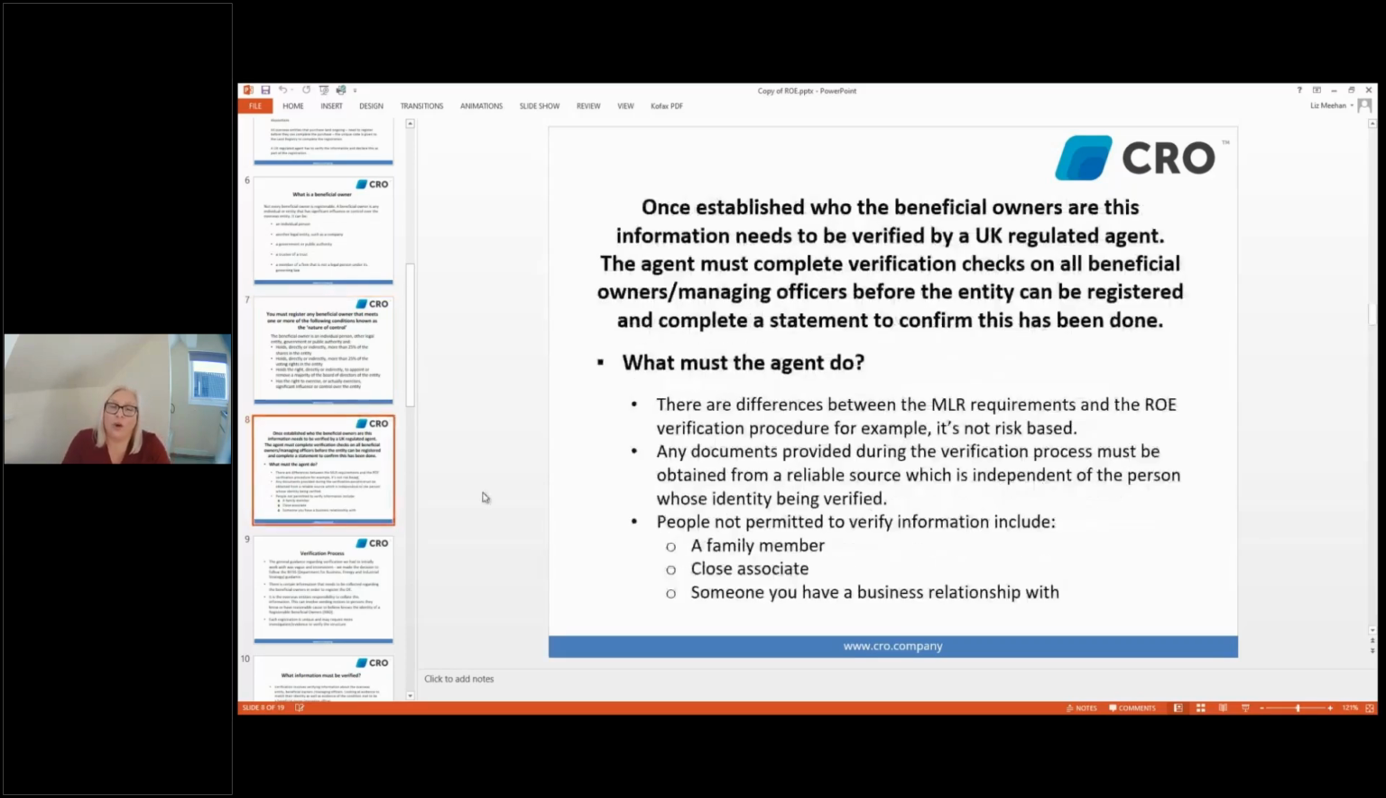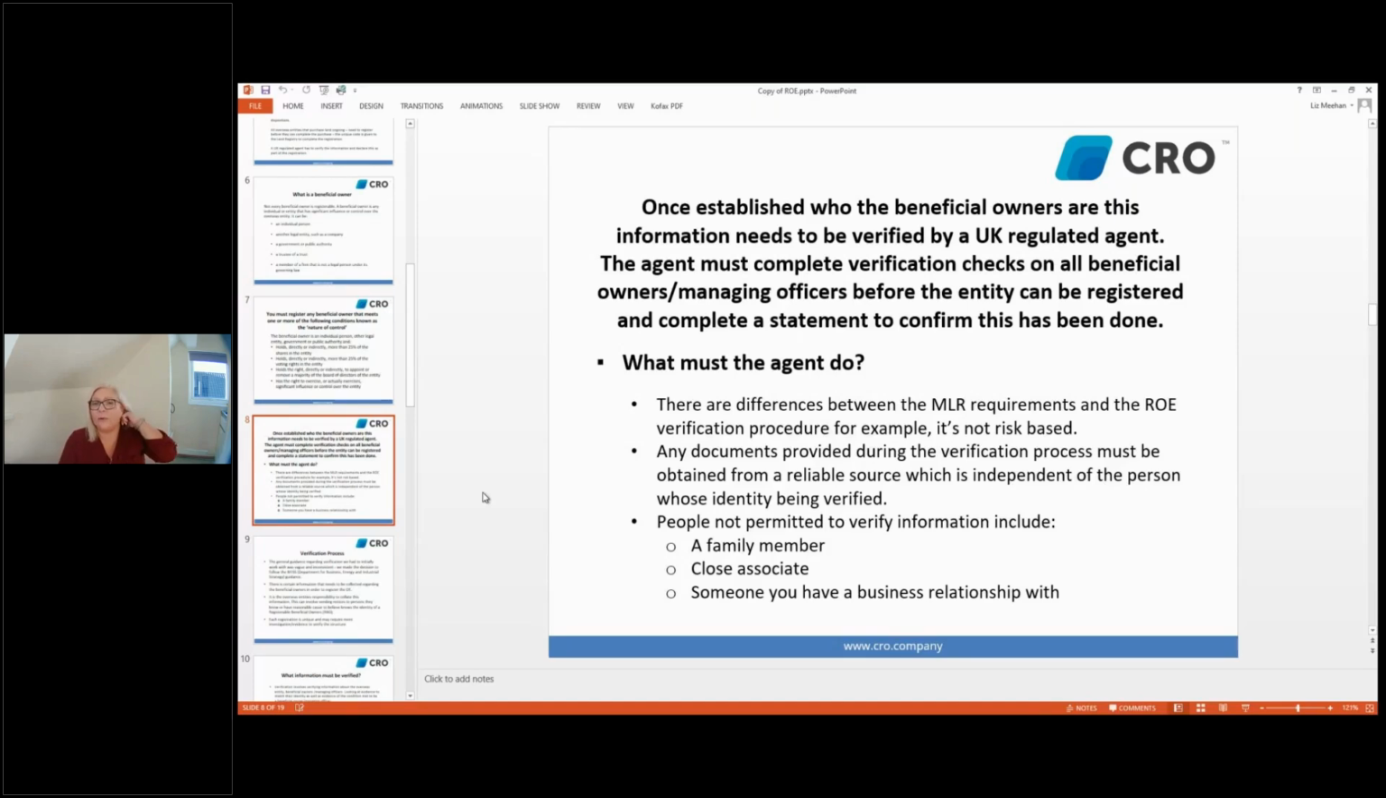So once established who the beneficial owners are, that information then needs to be verified by a UK regulated agent. The agent must confirm that all the verification checks on the beneficial owners or the managing officers have been completed, and the agent has to complete a statement to say that that has been done. So that part, the verification part, is on the agent, and again there can be quite severe penalties if that's not carried out correctly. So what must the agent do?